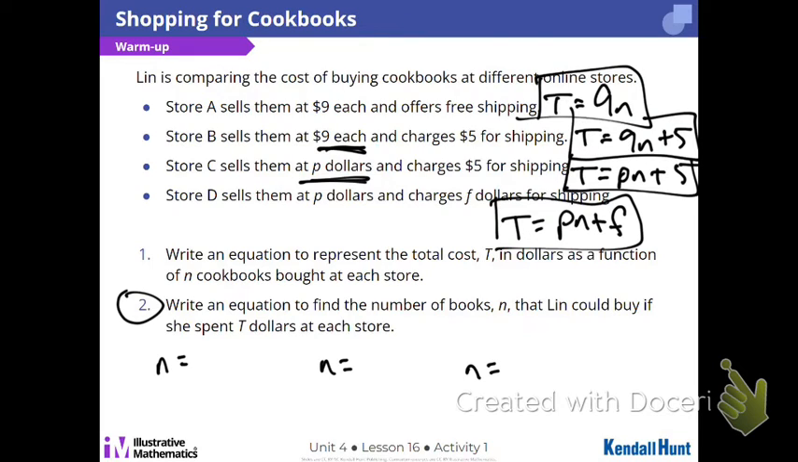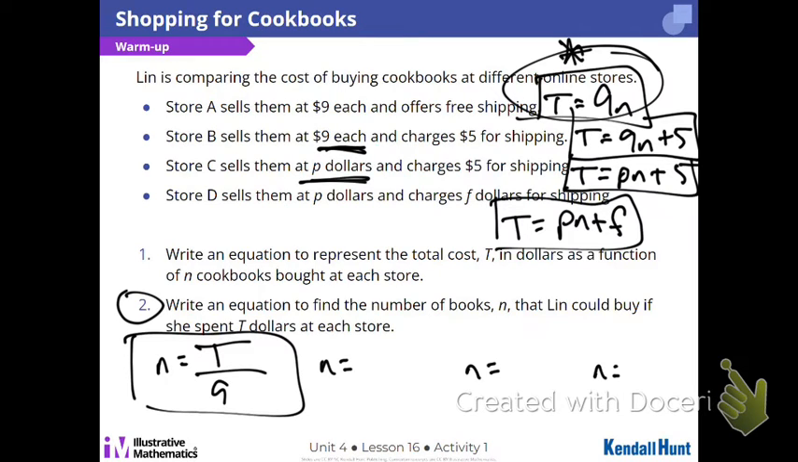If we know the total, how many books could we get? So n equals, looking at the first one. If I want to get n alone, Haley, what would I do to both sides? For the first one. Subtraction undoes addition. I like how you said that. But what operation is it if it's 9n? That's multiplication. How would I undo that? Division. So I need to take the total. If I divide the total by $9 per book, would that tell me how many books I can get?